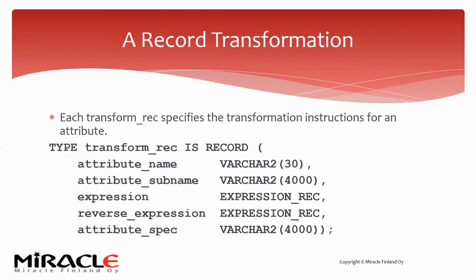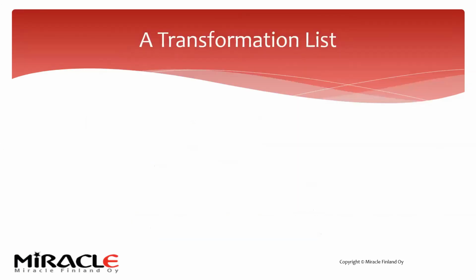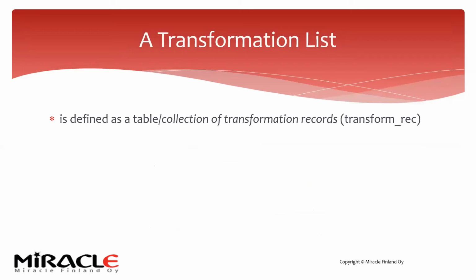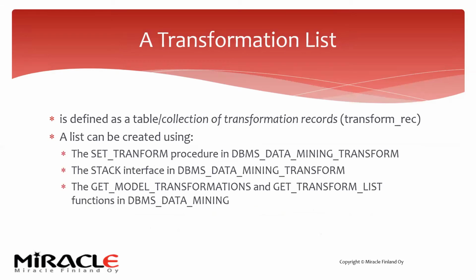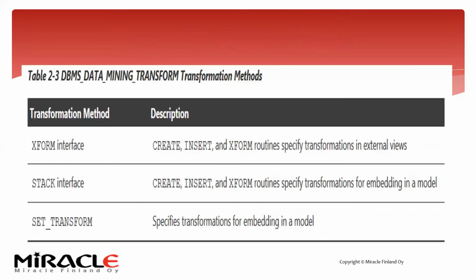There are also transformations that you can do on a record level. This means that you take one column and you define how this column will be transformed. So you define an expression and a reverse expression if you want to go back to what it was before. And based on these records, you can build lists. So if you have several columns that you want to transform, you can add them into a list to have a transformation list. Well, there are different ways of doing it depending on what version of Oracle you're using.